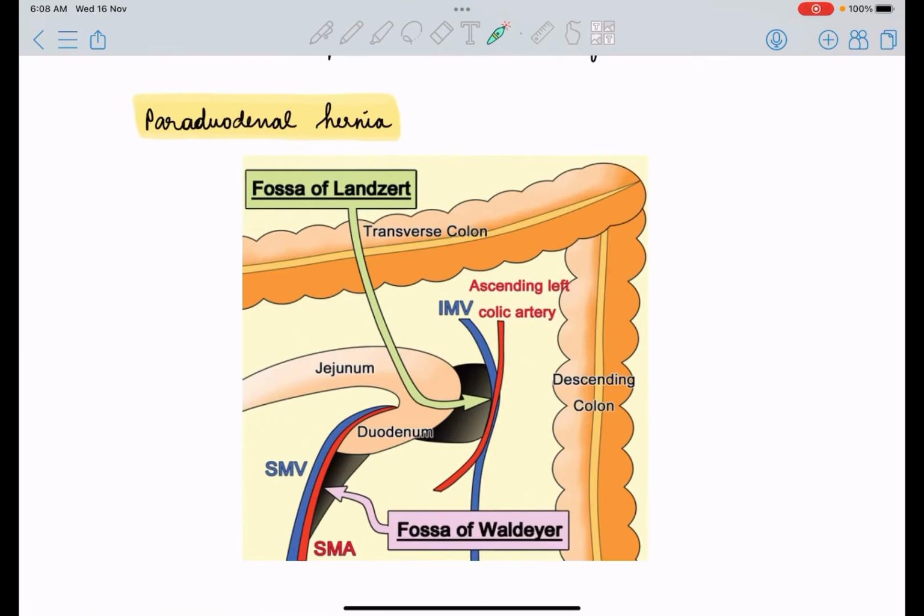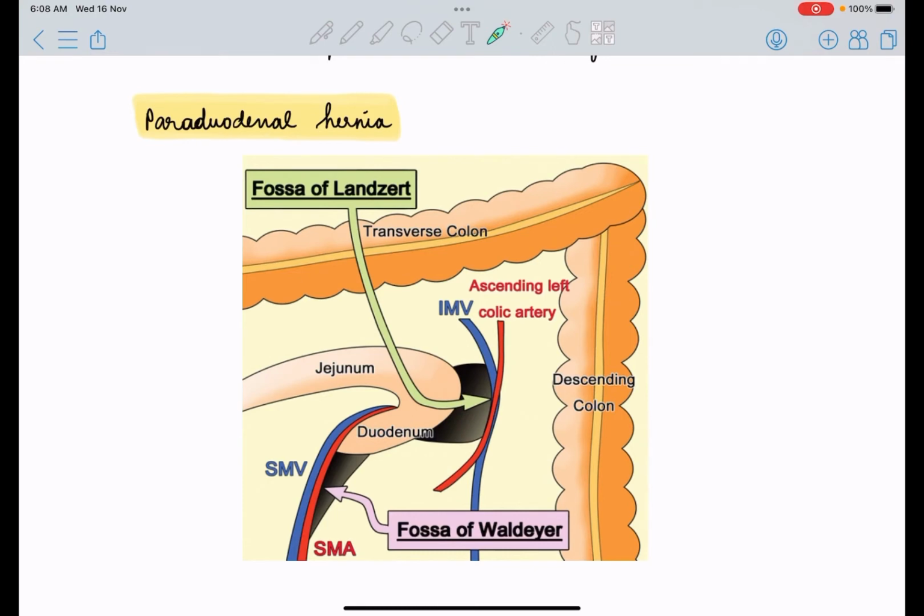First hernia that we are going to discuss is paraduodenal hernia. To understand paraduodenal hernia, we are going to look at the anatomy first. Take a look at this. This is the transverse colon, and this is the descending colon. This is the duodenum, and although jejunum is supposed to come like this, in this diagram the jejunum is lifted up for us to look at the spaces.